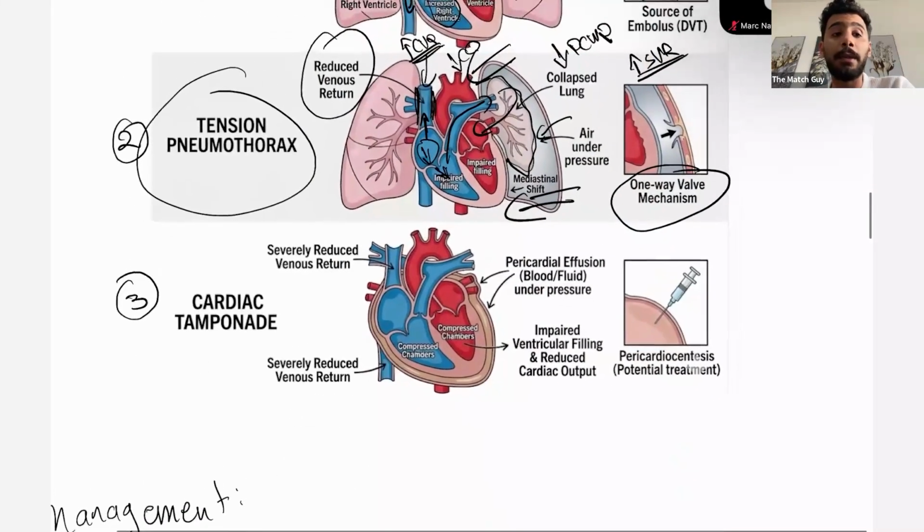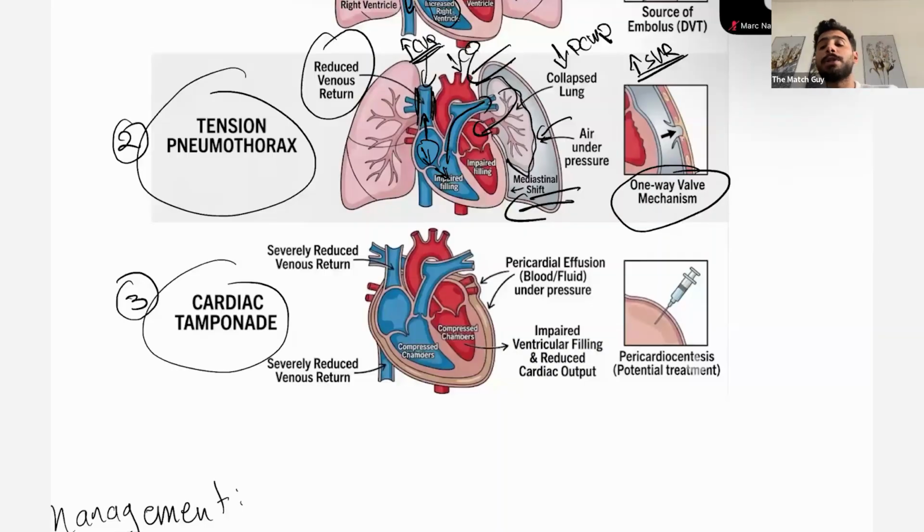And the last one is going to be a cardiac tamponade, which is a problem when you have so much fluid or blood surrounding the heart and compressing the heart structures, okay? Now let's apply the same kind of logic.